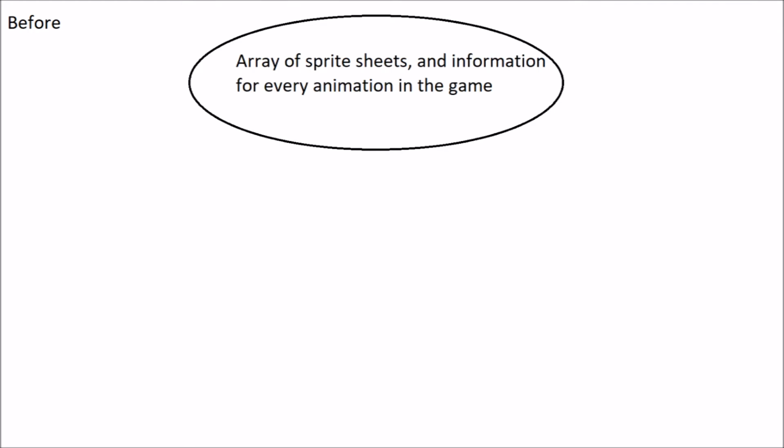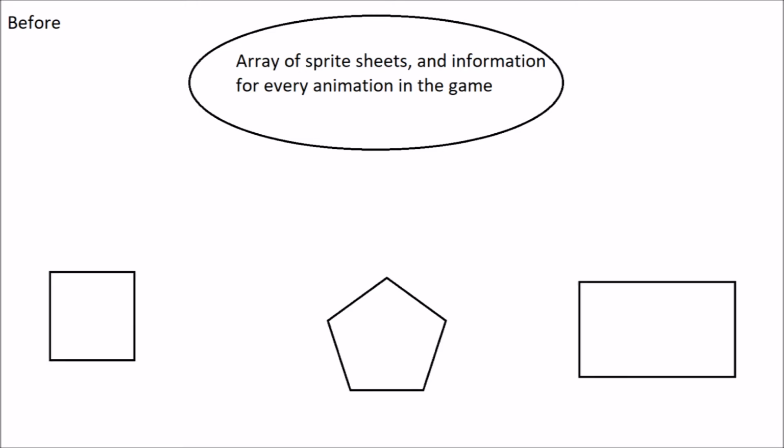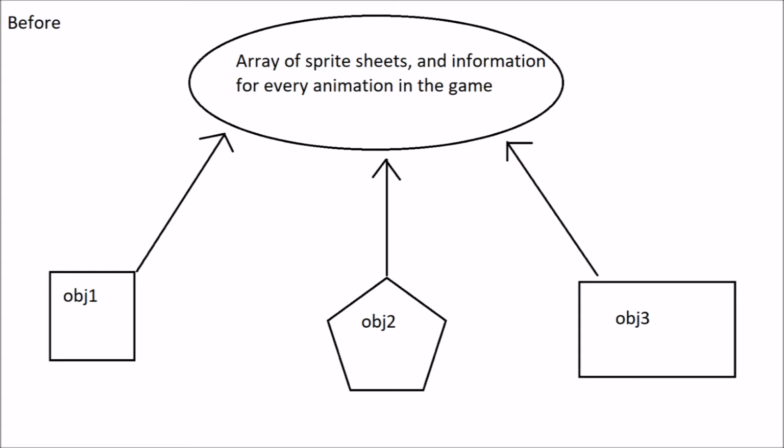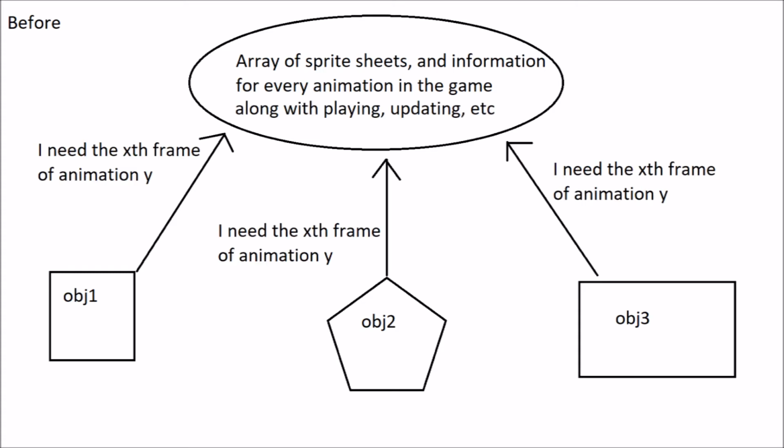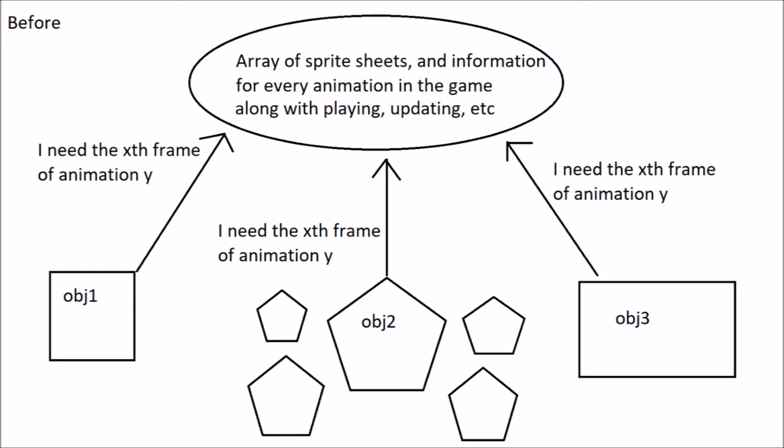So before in the animation system, we had an array of sprites and information for every animation in the entire game. And from that, we would have different objects in the game that required animations. We'll call them 1, 2, and 3 here. And they all point at this cloud, this animation manager, and say, hey, I need this frame of this animation, which is all fine. And then we would get the frame you needed, and all the updating was done in the cloud, and that's fine.